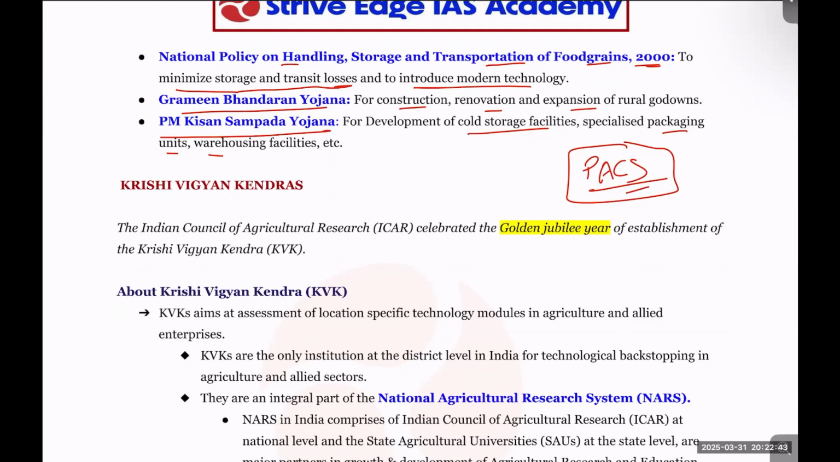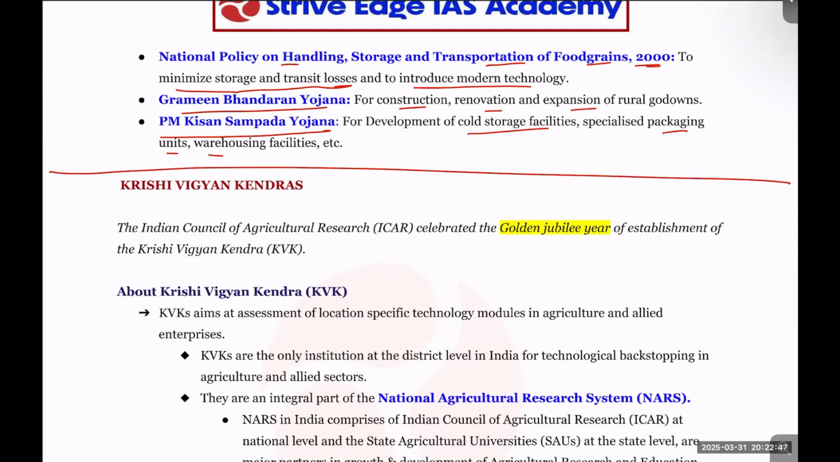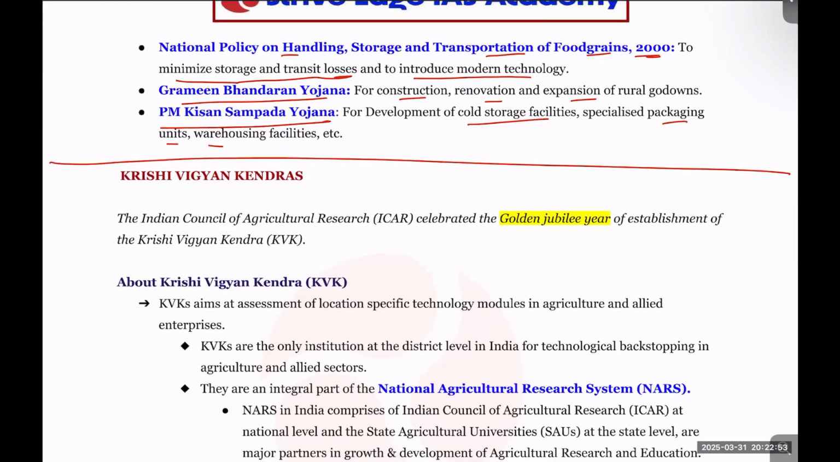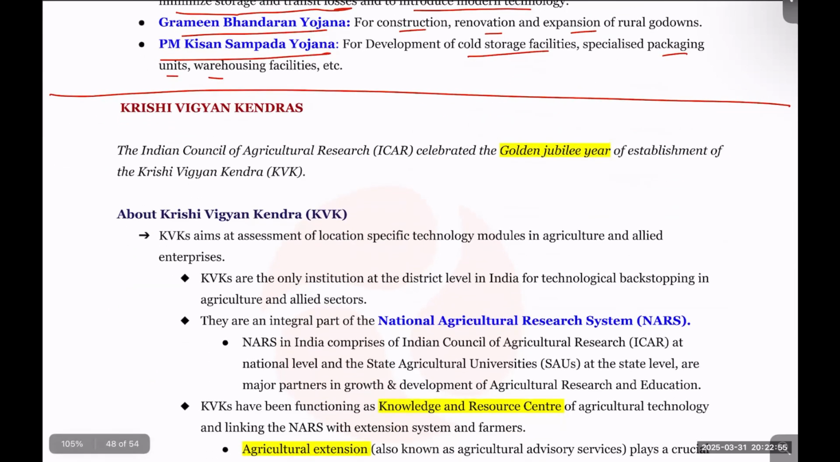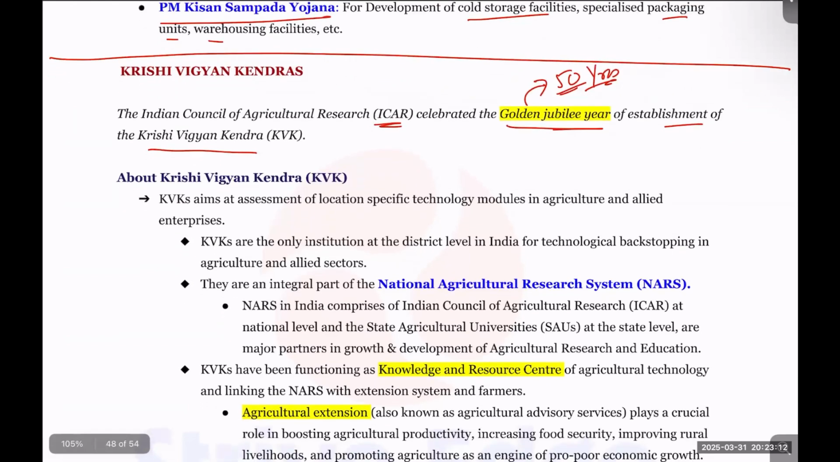Yes, sir. Okay. Now moving to the next topic, Krishi Vigyan Kendras. So what are these Krishi Vigyan Kendras? We should talk about them. The Indian Council of Agricultural Research, ICAR, has celebrated the Golden Jubilee year of the establishment of Krishi Vigyan Kendras. So why this Golden Jubilee? A Golden Jubilee is celebrated when 50 years have passed after the establishment of the organization, right? So 50 years have been completed.